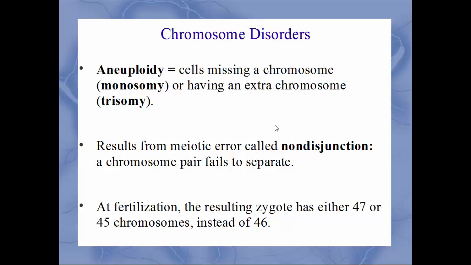A chromosome pair will fail to separate completely. So when this fertilization happens, you either have 47 chromosomes, which is one more than you should have, or 45. But both of these are considered aneuploidy. Aneuploidy is a generic term that covers both of these conditions, either being monosomic or trisomic. So if you have one less, monosomic. If you have one more, trisomic.